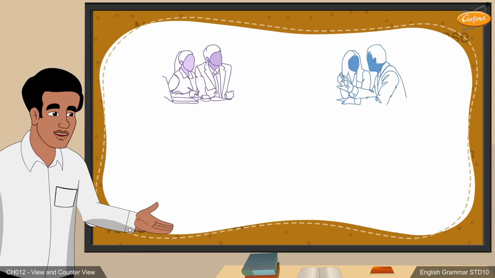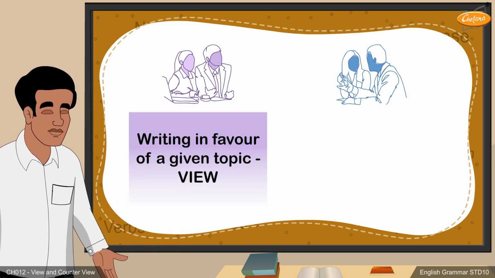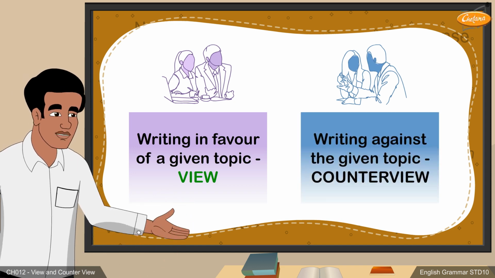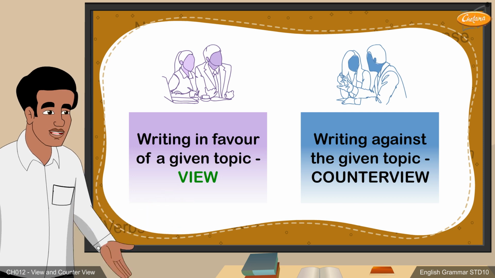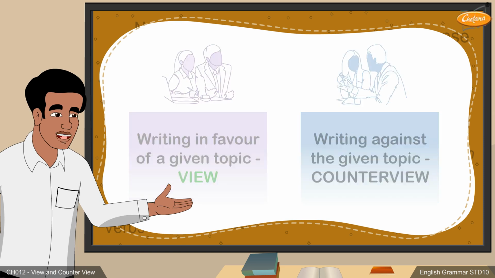When two groups of people debate on a subject, one group bases its arguments in favor of the subject. This is called presenting the views for a given topic. The other team, however, presents counter-arguments against the statement. In other words, they are presenting the counter view. Now that we understand the meaning of the two terms, let's consider an example.